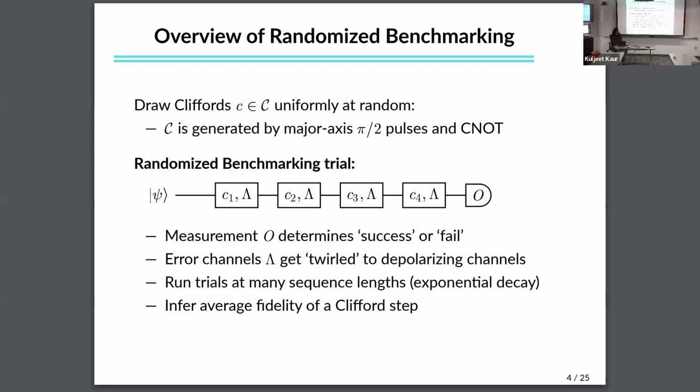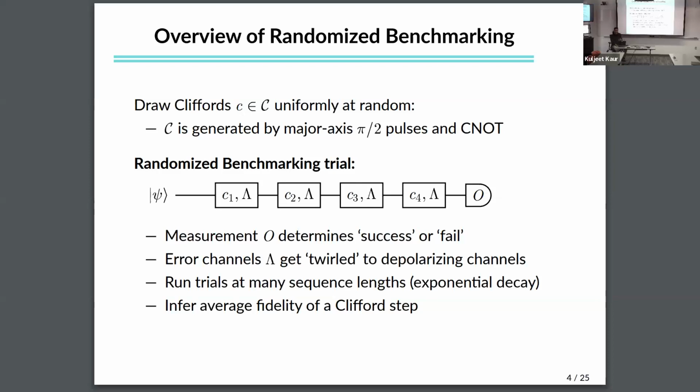In practice, the way this works is that you want to run these trials at many different sequence lengths. So here the sequence length is 4, but in general, you want to pick a bunch of different sequence lengths in an experiment to run. And then you perform these trials at each of those sequence lengths. You look at the statistics of success versus fail at each of the sequence lengths that you attempted. And then you look for the functional form of that success probability over sequence length.